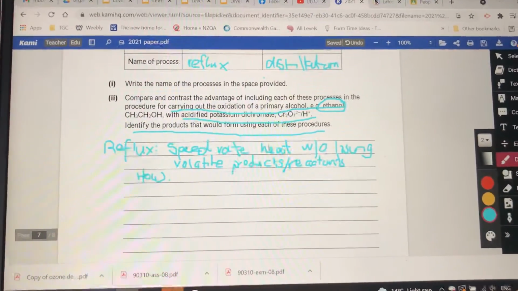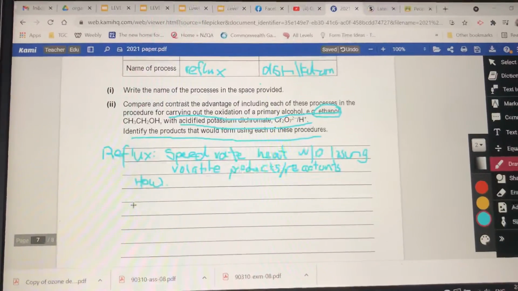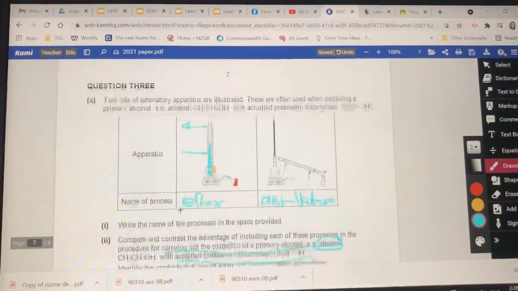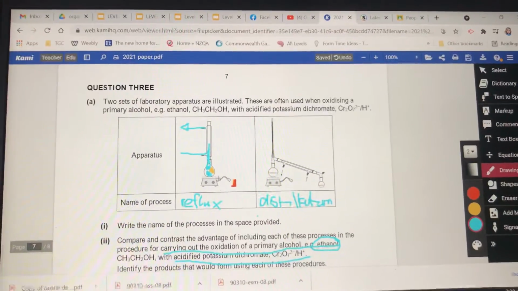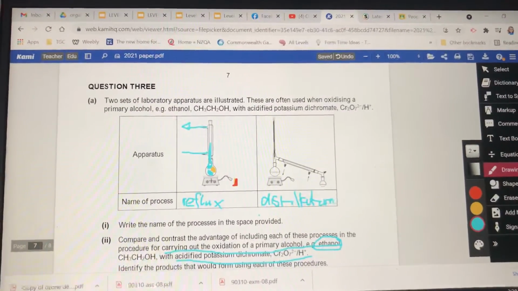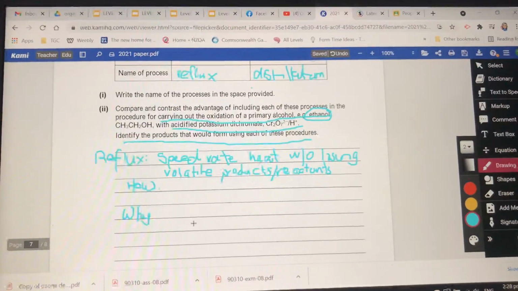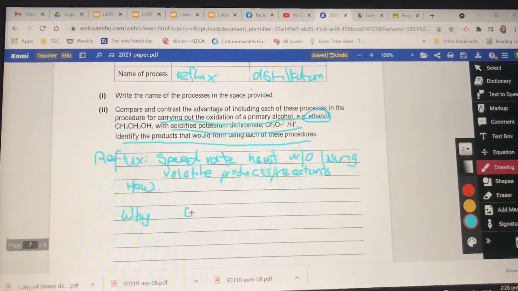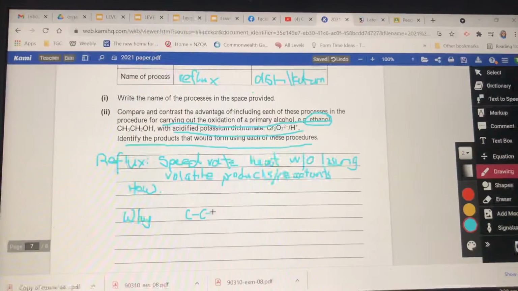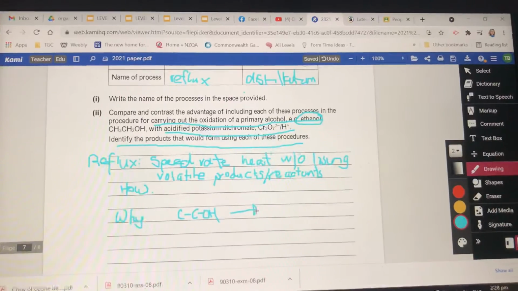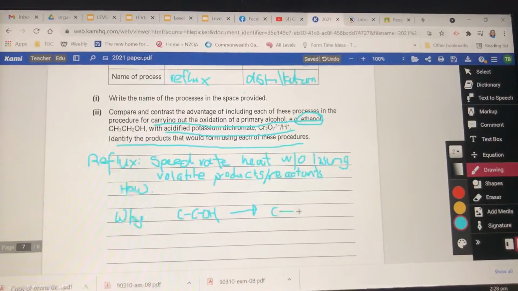Now, why do we want to do it in this particular case here? So what we are trying to do by refluxing is we're trying to get a complete reaction. So we're heating it up, we're speeding it up, so we're wanting to turn all of the ethanol into a carboxylic acid, ethanoic acid. I'm not going to put the hydrogens in. So what we're trying to do is we're trying to do this reaction here.